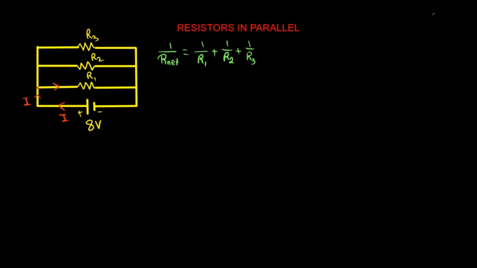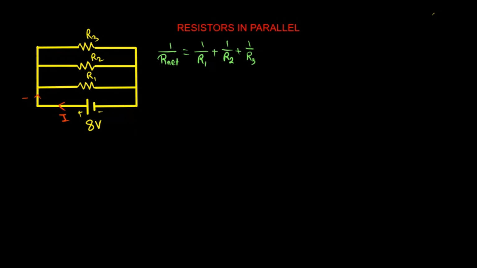Some has to go here and some goes here. At this point a split will happen again. Some current goes here and some goes here. Whenever you see that the current has to split, then the circuit would be a parallel circuit.